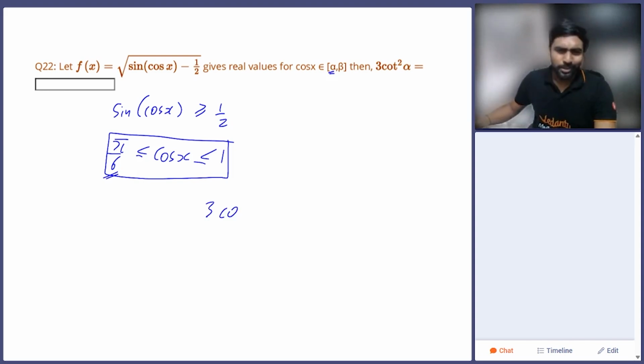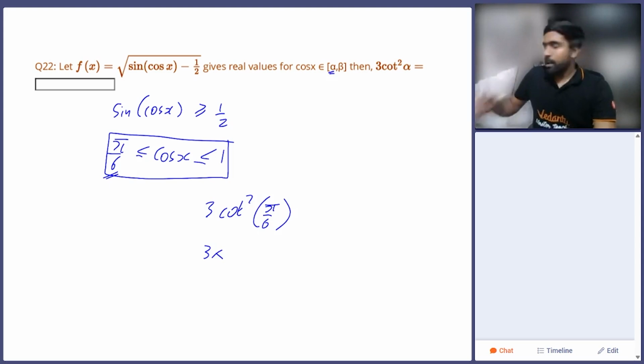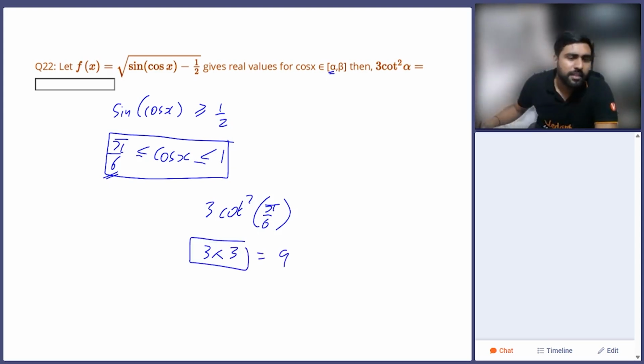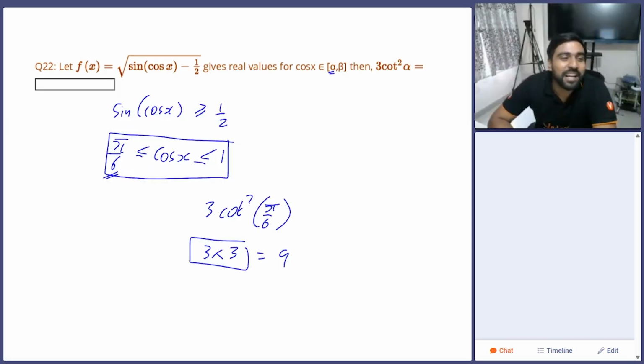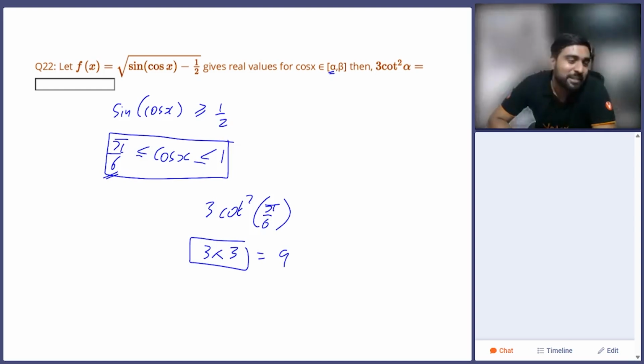That's a way too easy of a question, right? Cot square pi by 6, that's root 3 whole squared, that's equal to 3 over here, which is equal to 9. Is that the answer? Very well. This was a way too easy of a question, right? Absolutely free marks for you guys. Direct, simple question right here.